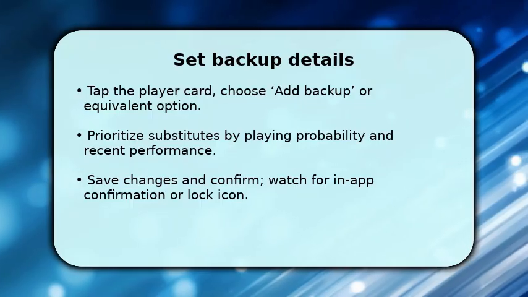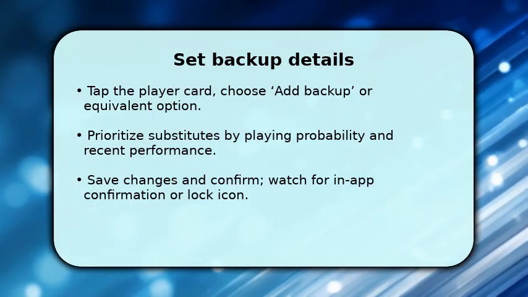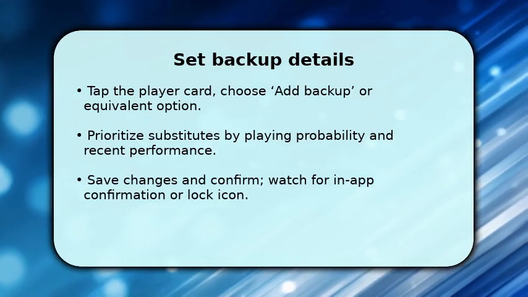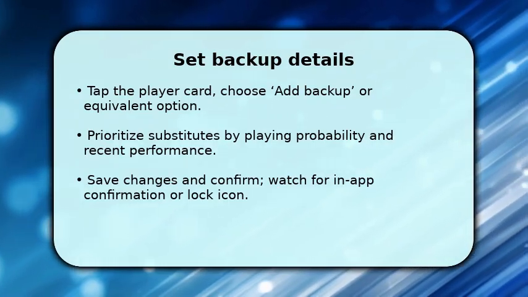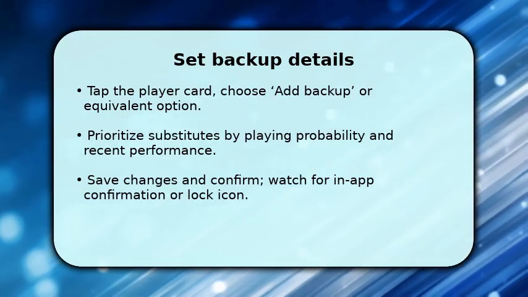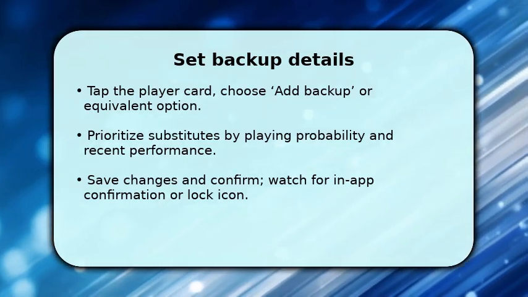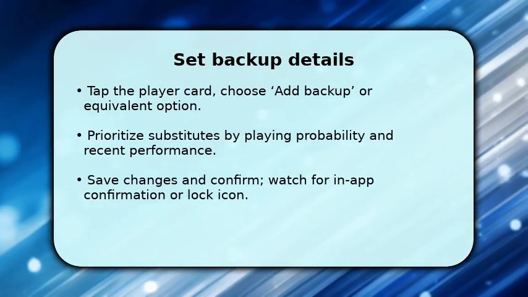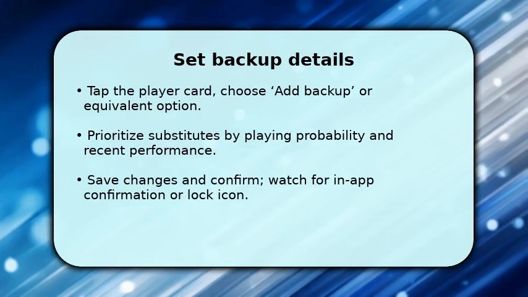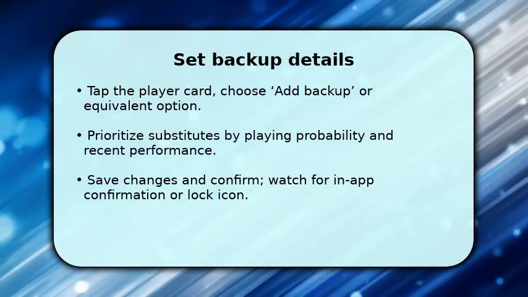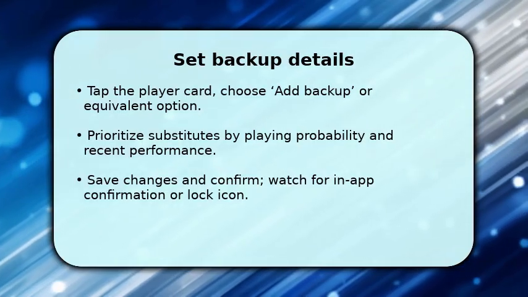Next, you select the exact backup on the player card and use the Add Backup option. This establishes ordering if you put multiple backups. Once done, rank them by likelihood of playing. First backup will be used before second, so think through match conditions and team news. Make sure to save and look for the confirmation indicator. If you don't see it, repeat the save step. You do this because the platform follows the order you set, and correct ordering maximizes the chance of automatic replacement.